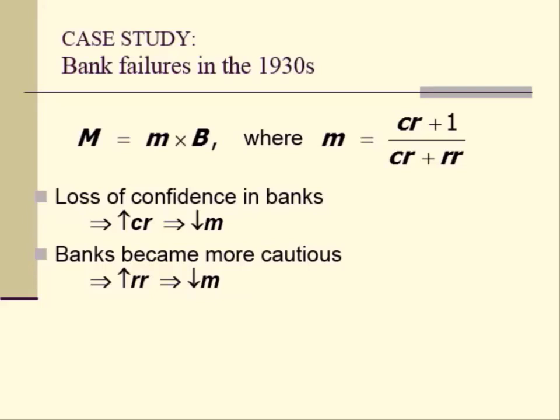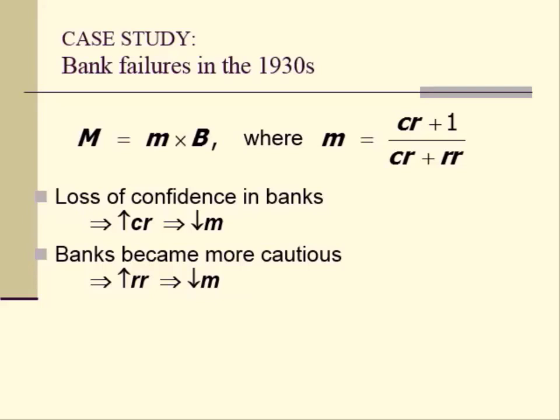At the same time, banks became more cautious as well. This has induced the banks to hold an excess amount of reserves relative to deposits. So this would increase the reserve deposit ratio RR, and therefore would decrease the money multiplier M. So both households' loss of confidence in banks and banks becoming more risk averse and cautious to lend combined to lower the money multiplier significantly. Therefore, it has a high effect in decreasing the money supply.